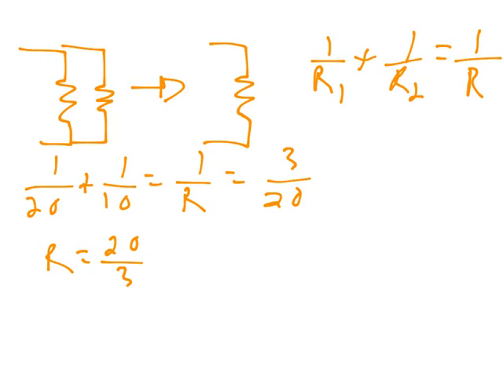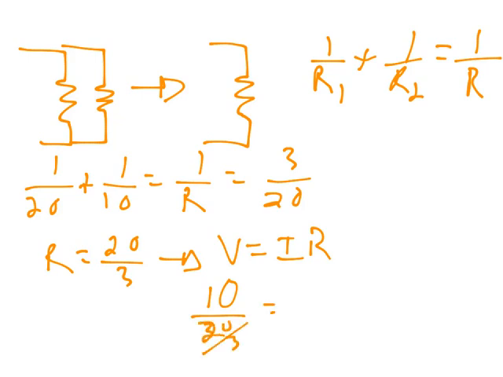Then we always say V equals IR, where R is our total resistance. So the voltage going across is 10 volts, and our resistance is 20 over 3, which is equal to I. So I is equal to 30 over 20, which is equal to 1.5 amps.